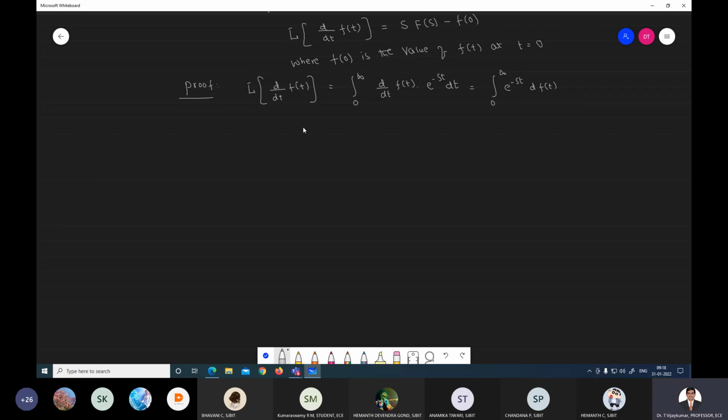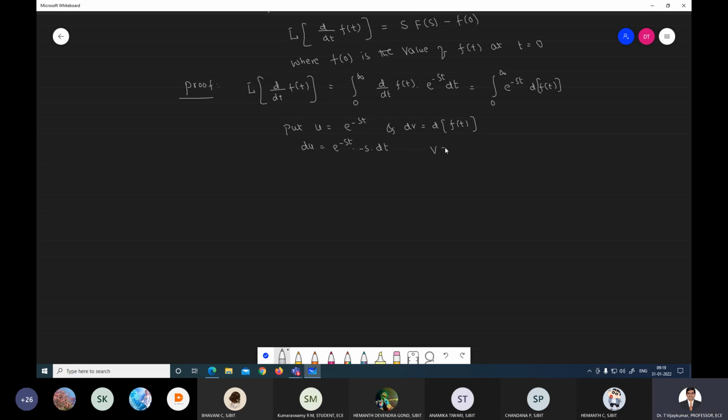This has to be integrated by parts. Therefore, you can write it as: put u equal to e to the power of minus st, and dv equal to the other term, that is d by dt of f of t. If we are confused, you can write it in a square bracket, d by dt of f of t. What is du? Differentiation of u: du is equal to e to the power of minus st into minus s into dt.